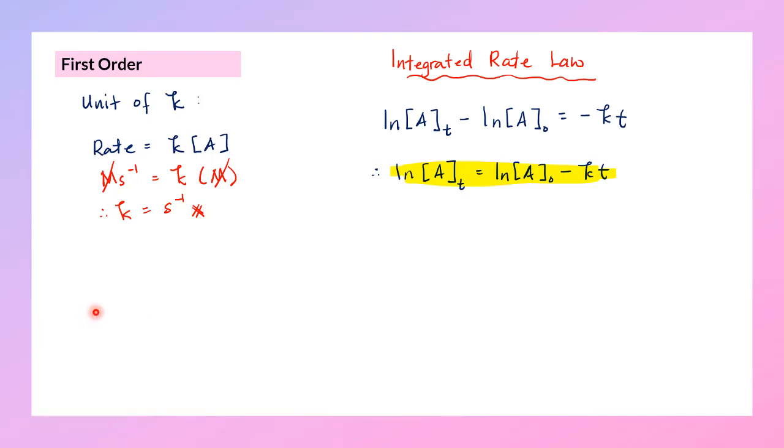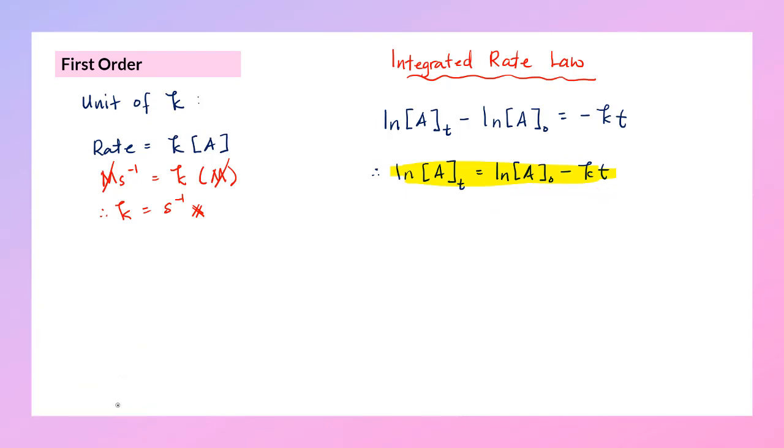The integrated rate law for first order is ln concentration of A at time T minus ln initial concentration of A equals negative KT, or we can simplify it and become ln concentration of A at time T equals ln initial concentration of A minus KT. Alright?